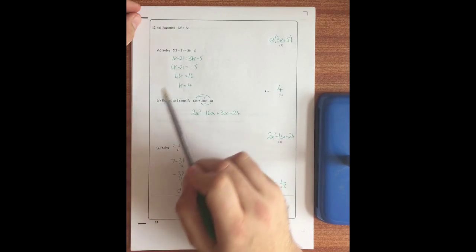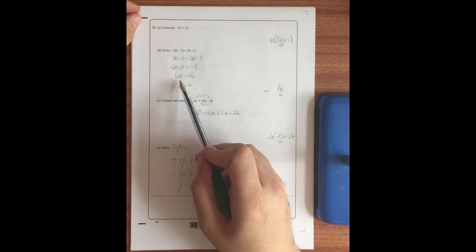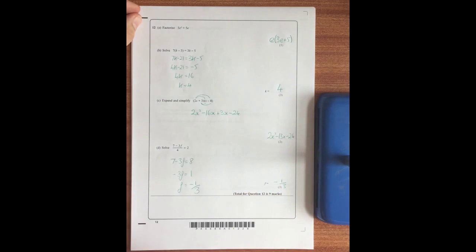I get 4k minus 21 equals minus 5. And then divide both sides by 4. I get k is 4.